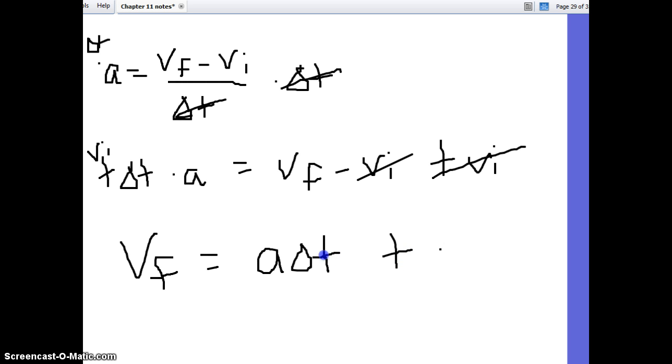plus Vi. I'm going to make this t a little bit different so we know the difference between the t and the plus Vi. So you should put that equation in your notes because that one won't be given on the test, and you should know that.